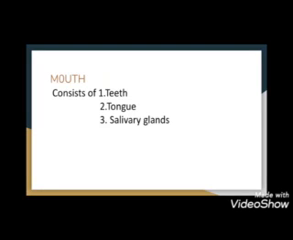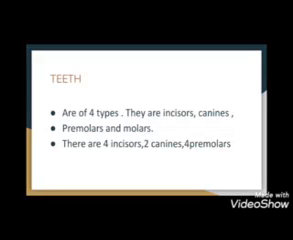When we talk about the teeth, there are 4 types of teeth. They are incisors. Incisors are chisel shaped and help in biting. The canines are dagger shaped and help in tearing the food. The premolars and the molars are cusped with broad edges which help in grinding. So these are the shape and structure of the teeth.